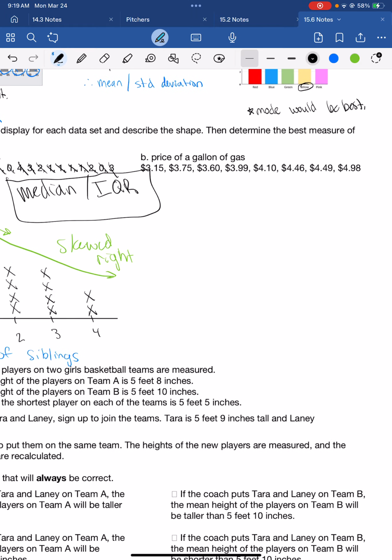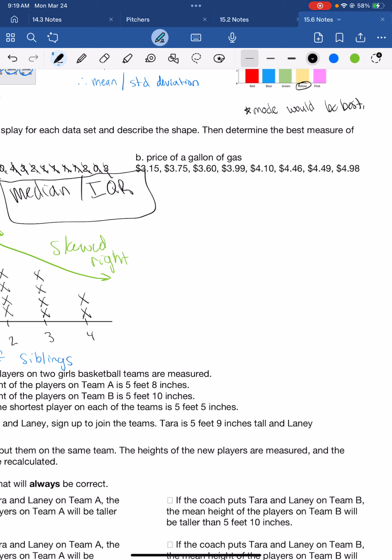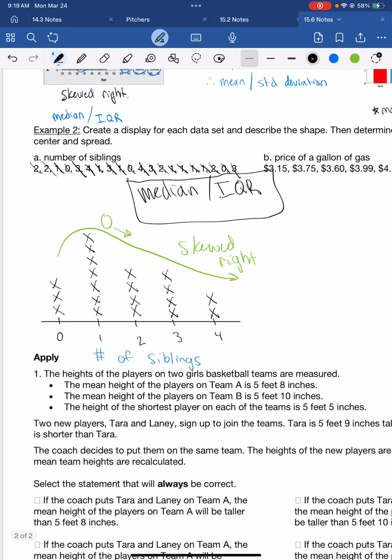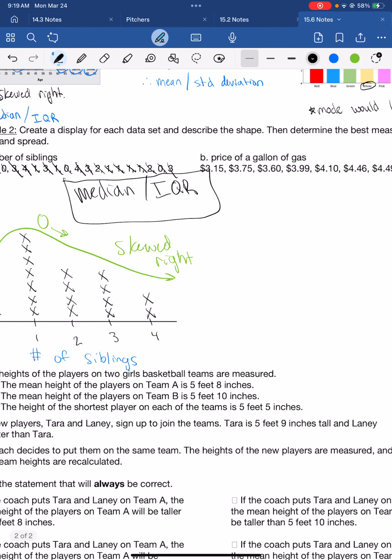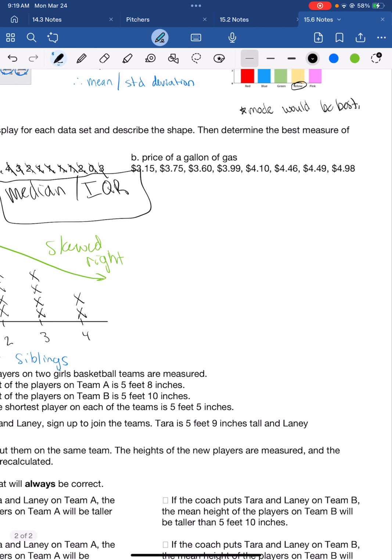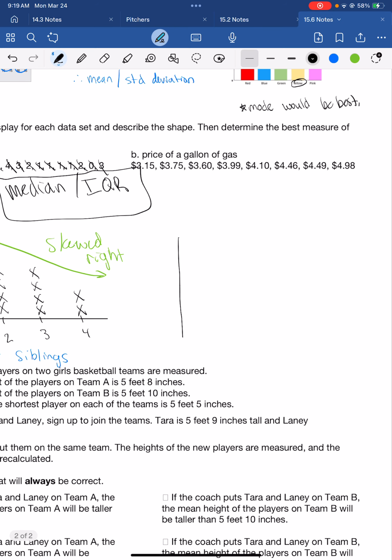Price of a gallon of gas, it looks like we're ranging from about $3.15 all the way up to $4.98. I think a good plot here would be maybe a histogram, just because of how spread out the data is. This one over here, we just had like 5 different options, but this one, these all look a little bit different. So you're going to draw your L. So let's see if we can get this kind of nice. There we go.